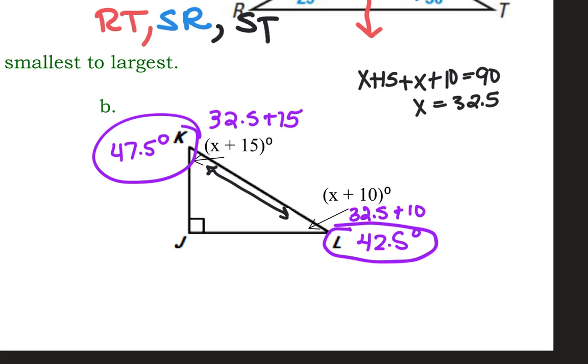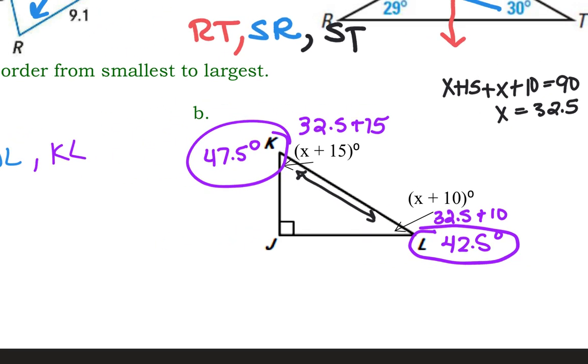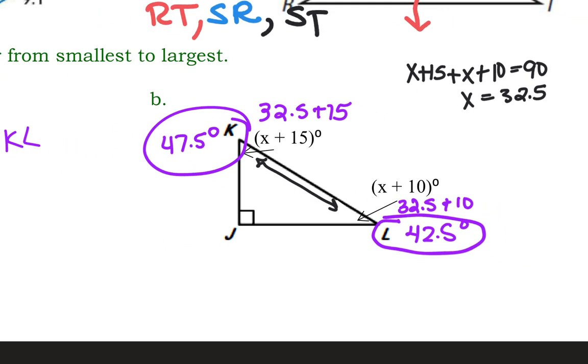Good. All right, so now we're going to list the sides in order from smallest to largest. So what's your smallest side here? 42.5. So then the smallest side would be K to J, followed by J to L, because the largest side has to be your hypotenuse. All right, when you're ready, we'll go to the back side.